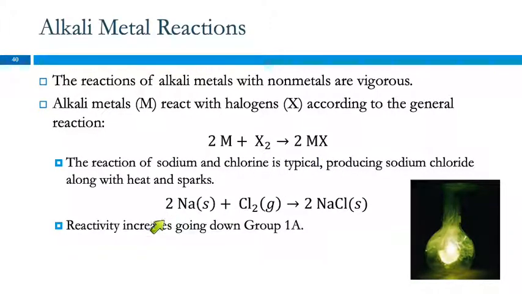So here's a specific example, sodium and chlorine. Here's the sodium, 2M, 2 sodiums, and the X2 here is Cl2, all of those halogens are diatomic. They react to form sodium chloride. We can predict the products. We know it's always going to be MX because these alkali metals always form +1 ions. The halogens always form -1 ions. So it's going to be one of each.